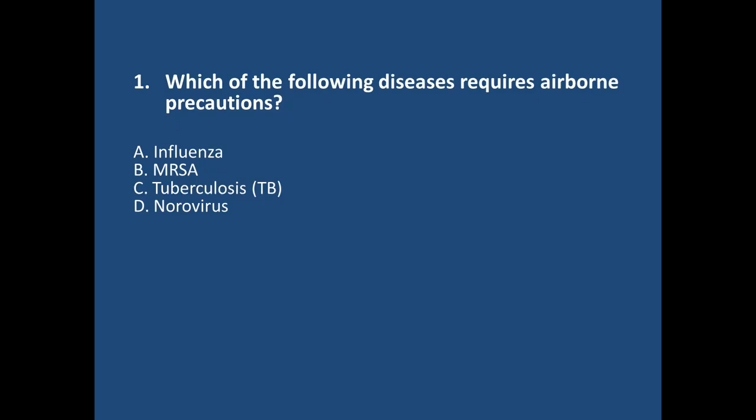Question number 1. Which of the following diseases require airborne precautions? We have 4 choices. A. Influenza, B. MRSA, C. Tuberculosis, and D. Norovirus. We are going to wait for a few seconds for the answer.